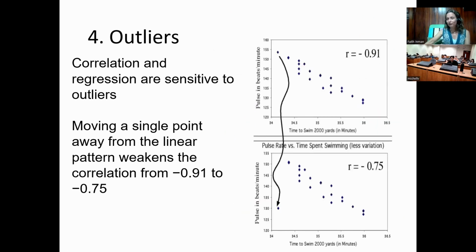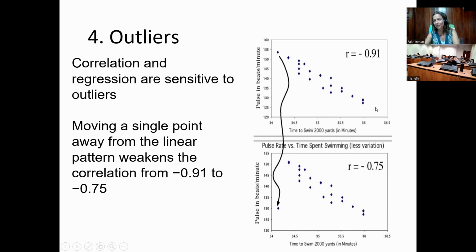The other thing you want to look for in your scatter plot, outliers. Correlation and regression are both very sensitive to outliers. Moving a single point away from the linear pattern can weaken the correlation, in this case, from -0.91 to -0.75. Here we imagine we have time to swim 2,000 yards in minutes and pulse in beats per minute.